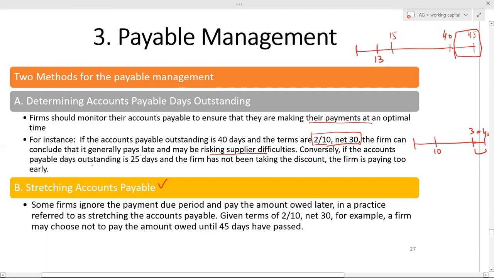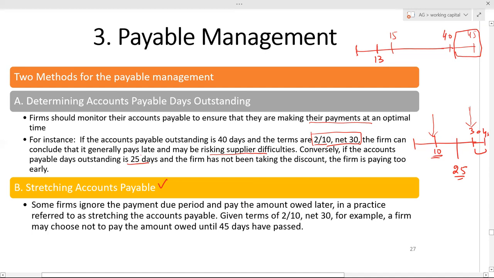Conversely, if the payable days outstanding is 25 days, the firm has not taken the full advantage of the discount, as well as it is also paying too early. So no need to do that. If the discount period is 10 days, your company should try to pay on 10 if it wants to take the discount, or if it is not taking the discount, then no need to pay early, pay it on 30th day.